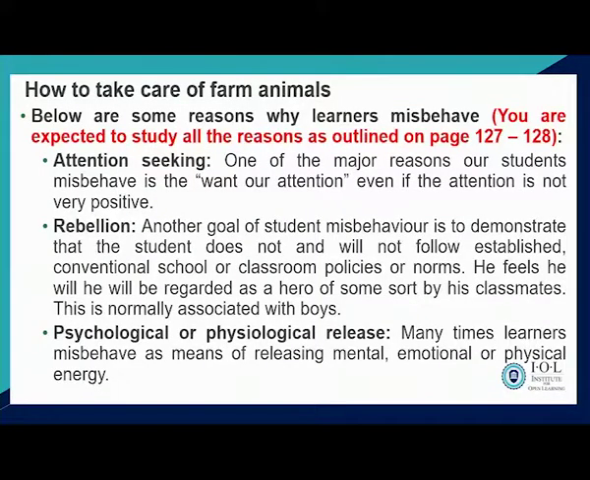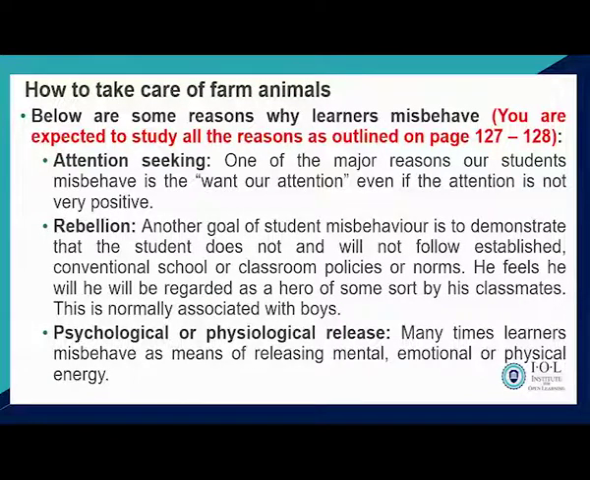So some of the reasons why learners would misbehave are given below, but you are expected to study all the reasons as outlined on page 127 to 128 of your study guide. So some learners misbehave because they are looking for attention. This is one of the major reasons our students misbehave, because they want our attention, even if the attention is not very positive, they just want to be noticed.